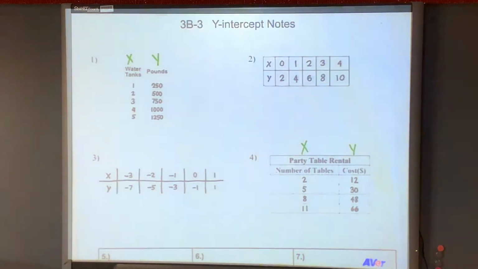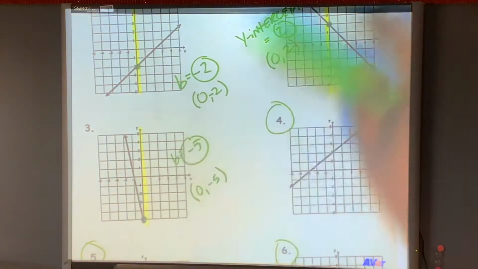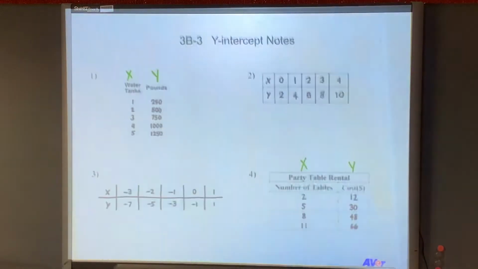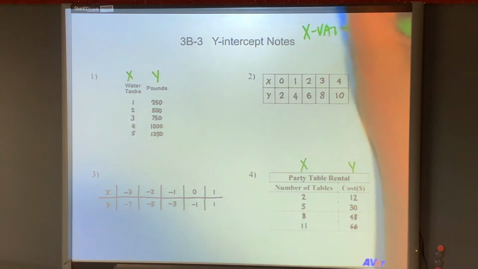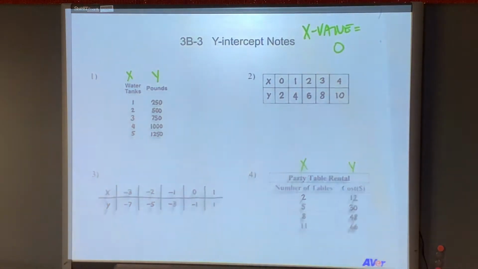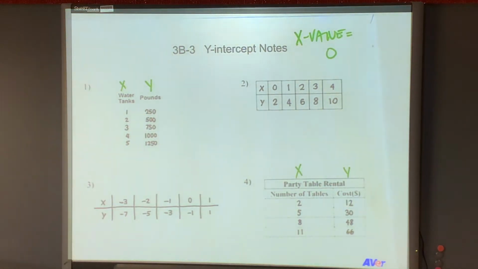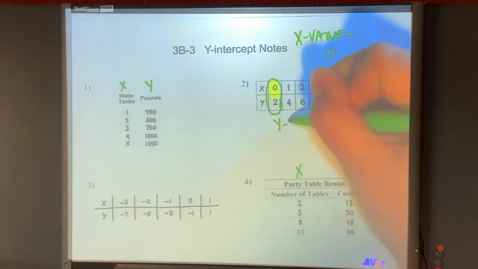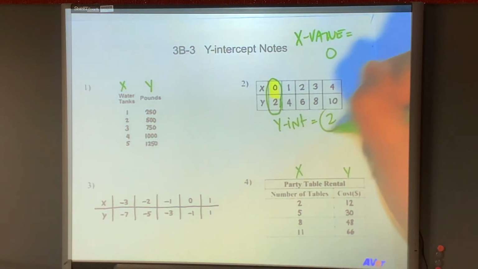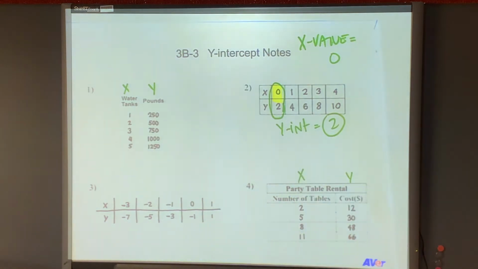Remember, the x value is 0. Whenever the x value is 0, I am able to find it super easy. So go ahead and put x value equals 0 at the top of your paper. Once you find that coordinate, for instance, this one right here, this x value is 0. When you find that, you find the y-intercept. So this one has a y-intercept of 2. I just abbreviated y-intercept just a little bit.